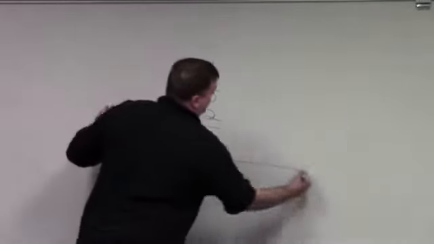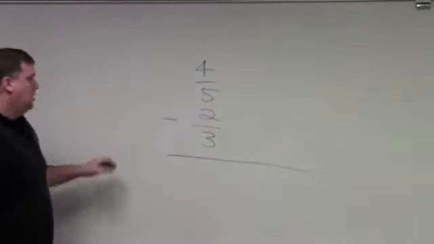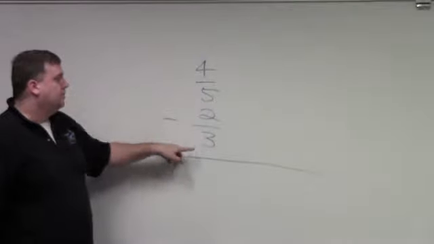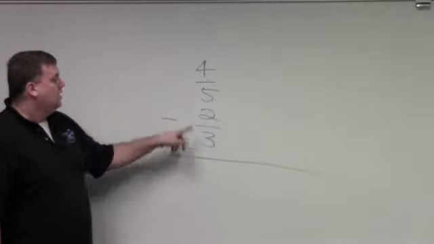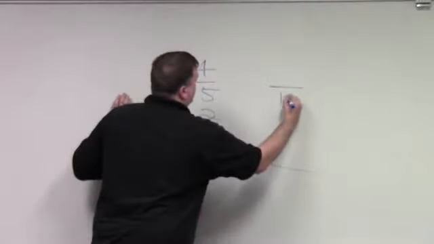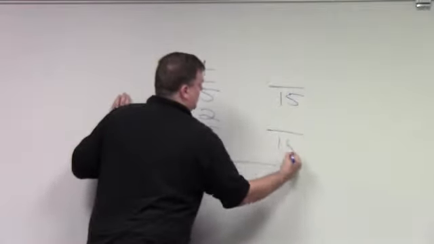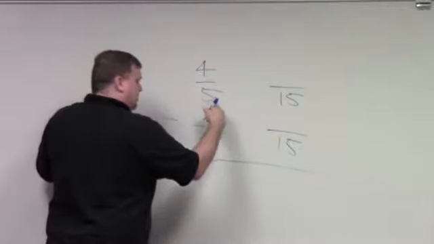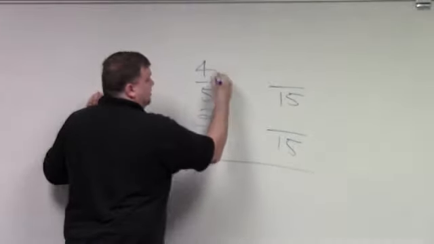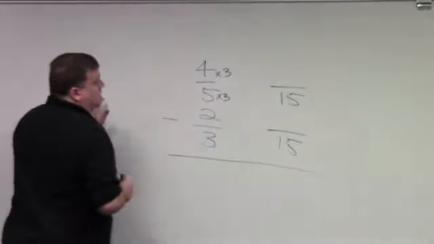Four-fifths minus 2/3. Well, we're looking at our denominators that are not the same. In order to do addition or subtraction, we need a common denominator. So for 5 and 3, my common denominator would be what? 15. 5 times what gives me 15? 3. So we have to multiply times 3 there, and times 3 on the top.